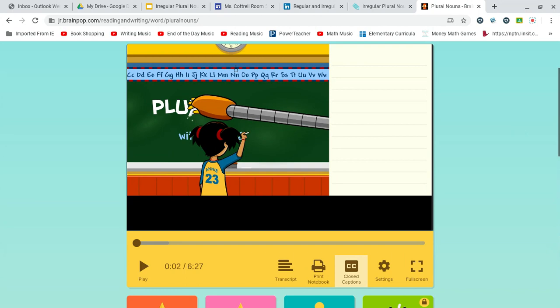So, plural nouns, which we have talked a little bit about before in foundations, is when you take a noun like cat and you want to show more than one. So, you add an S, or box, you would add an ES. Right? So, what I have for you today is a couple different things.